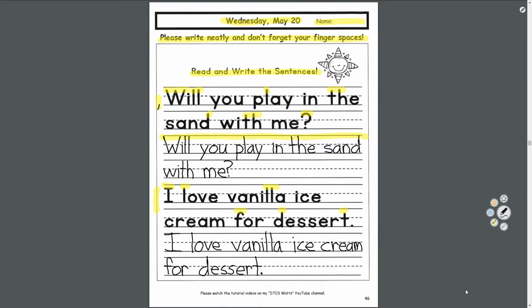Period. I love vanilla ice cream for dessert. Okay, here's a trick my teacher showed me a long time ago and I never forgot it. So dessert has 2 S's. Okay? That's dessert, like ice cream, apple pie, dessert. And then desert, like a sandy desert with cactus, has 1 S.